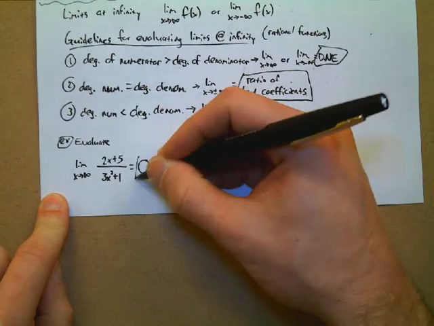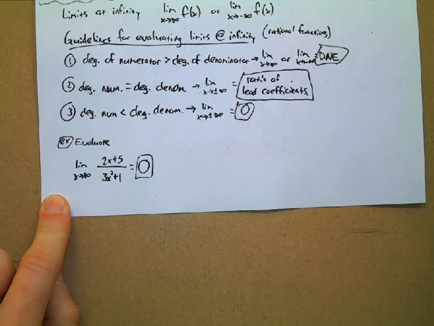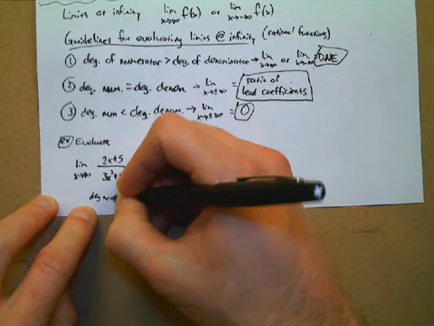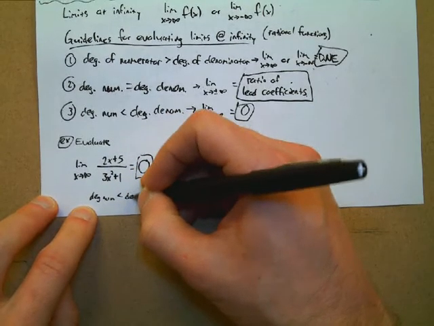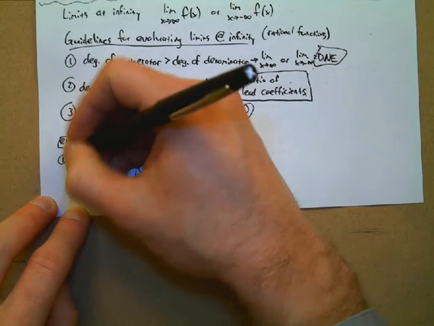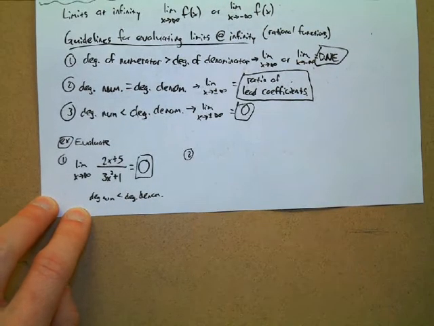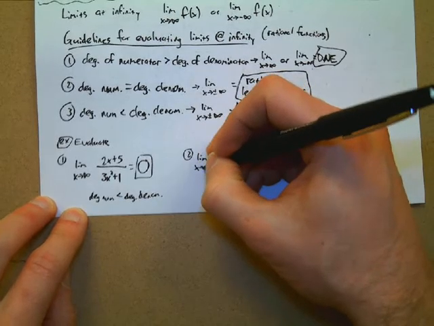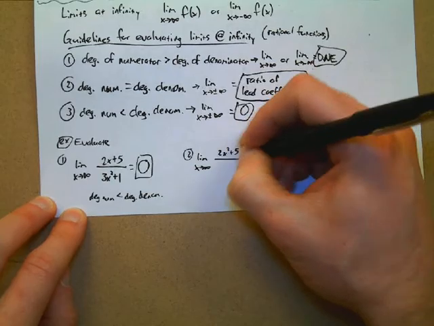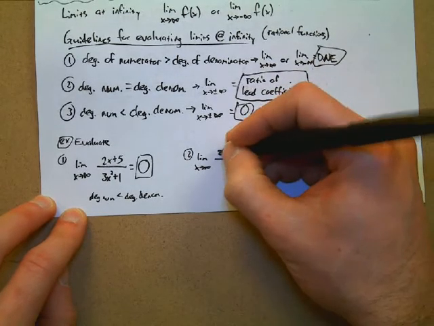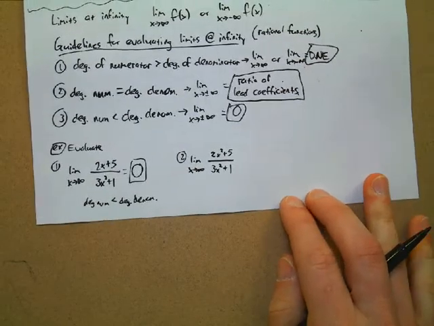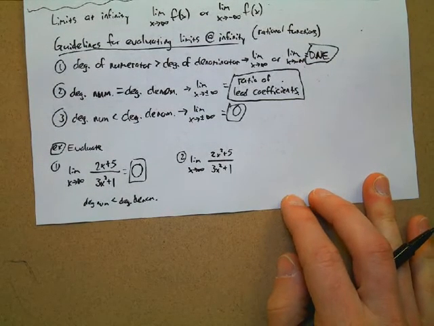We'll do 2 more here real quick. The limit as x approaches infinity of 2x squared plus 5 over 3x squared plus 1. For number 2, what is the degree of the numerator? 2. What's the degree of the denominator? 2. So they're the same, which means our limit is going to equal 2 over 3, the ratio of the lead coefficients.